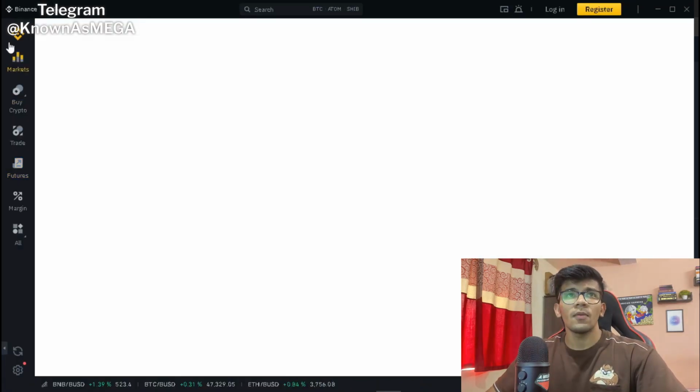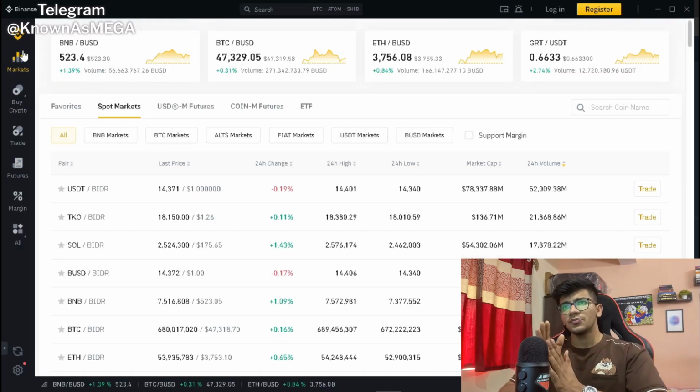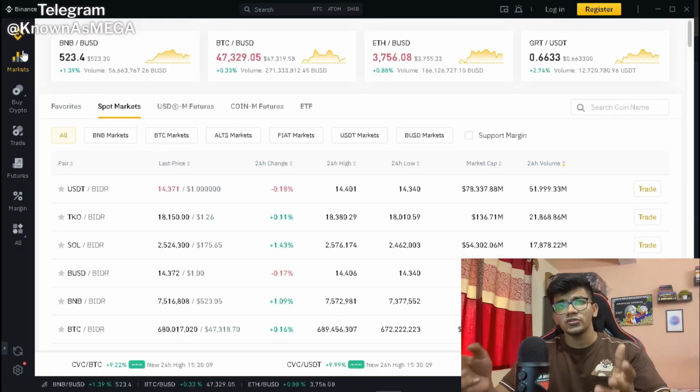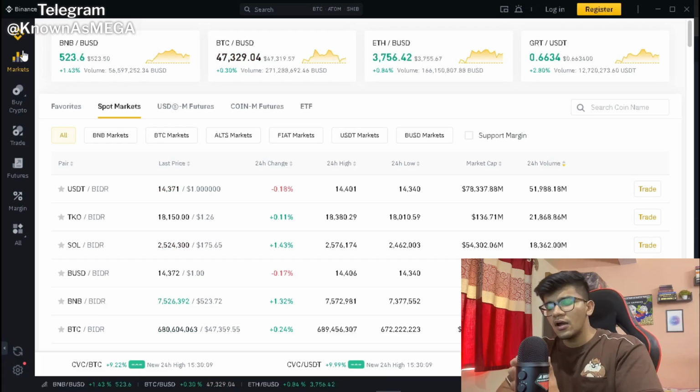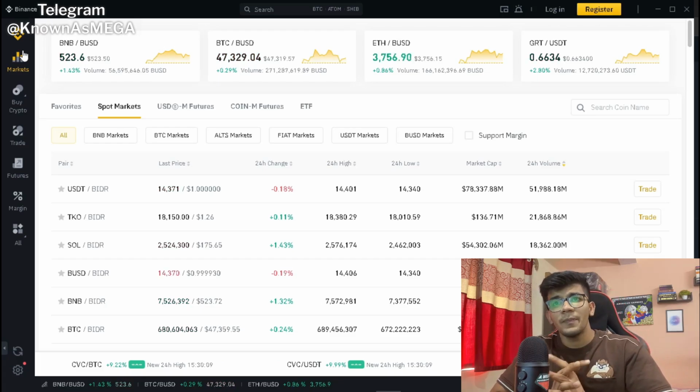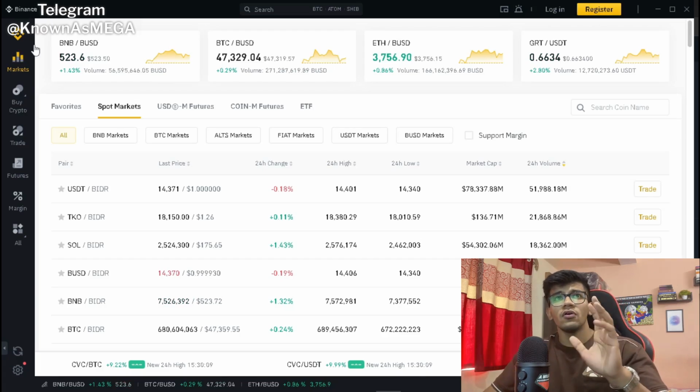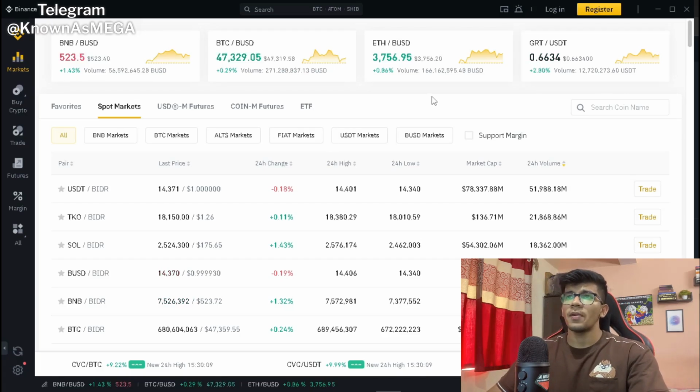Now let's talk about how you're supposed to use Binance, and how you're supposed to deposit cryptocurrency in your Binance account. If you don't know, Binance is one of the best and one of the largest exchanges in the world, I would say definitely one of the best in the world for crypto trading. So over here I have got the Binance desktop app. On the phone it is pretty much similar.